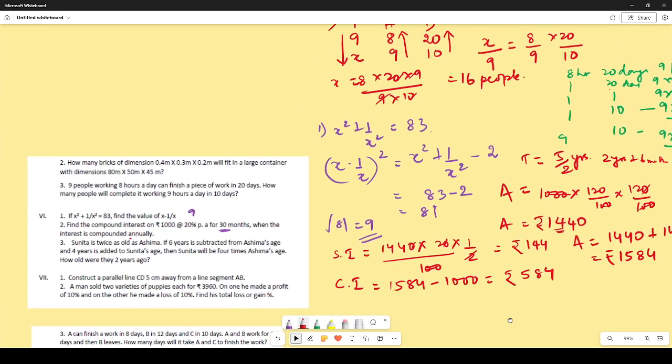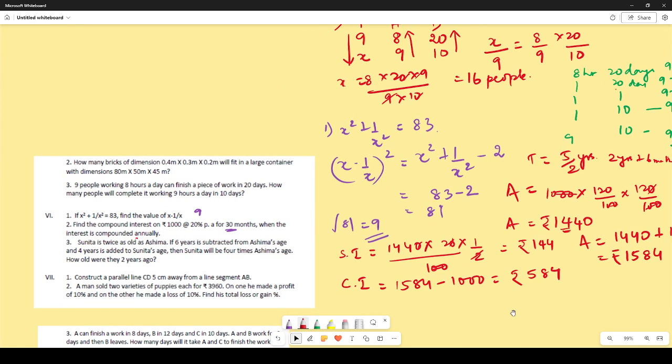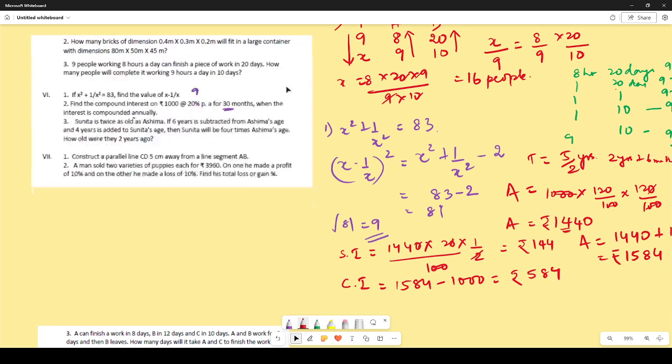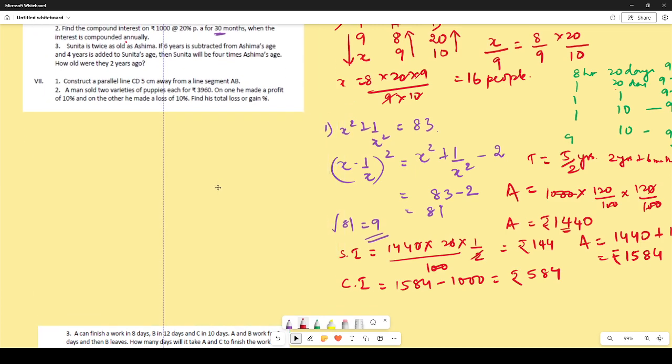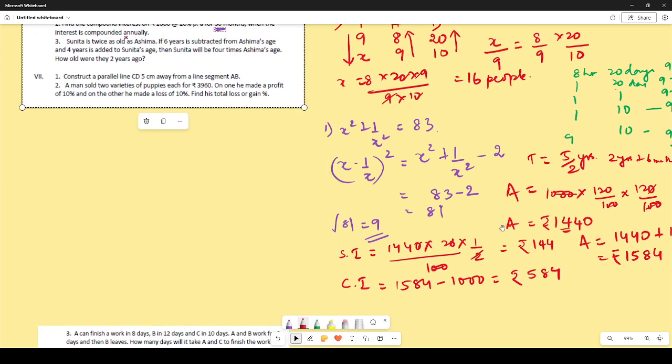Now let us look at this question where Sunita is twice as old as Ashima. Let us take up this question over here. We have some space over here. Let us take this question. Sunita is twice as old as Ashima. So Sunita and Ashima. If Ashima is x years old, Sunita is 2x years old.